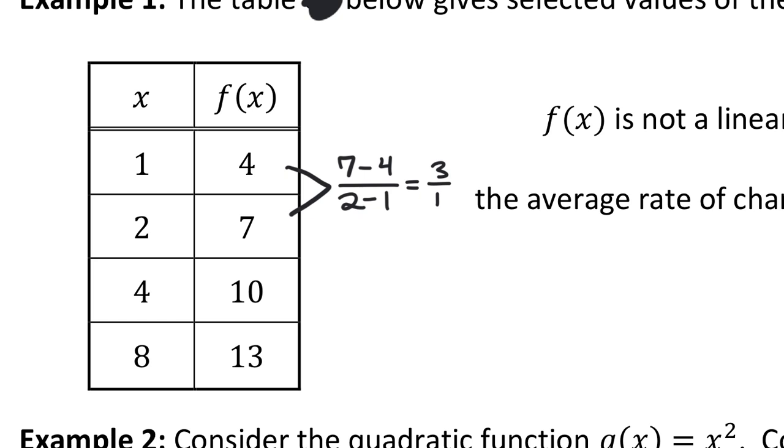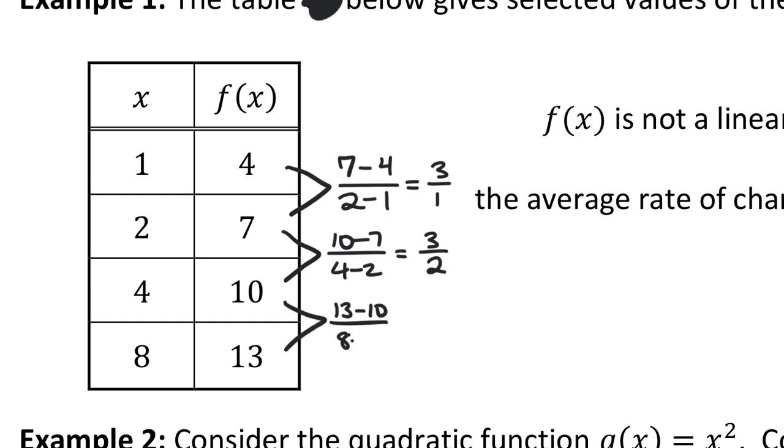Slope, rate of change. If we find the average rate of change between the next two parts of this interval, we'd be doing 10 minus 7 over 4 minus 2. 3 on top, but what's on bottom? 2. Uh-oh. Let's check the last one. This is 13 minus 10 over 8 minus 4. This is the average rate of change formula, outputs over inputs, which means I have 3 on top and 4 on bottom. So are the average rates of change the same? No, that means this is not a linear function.